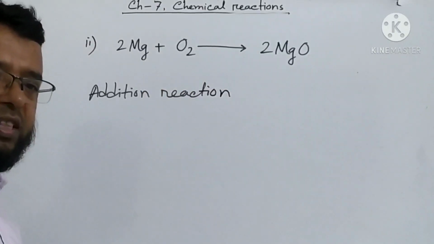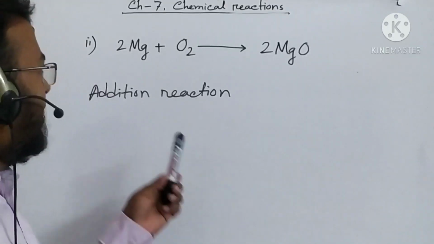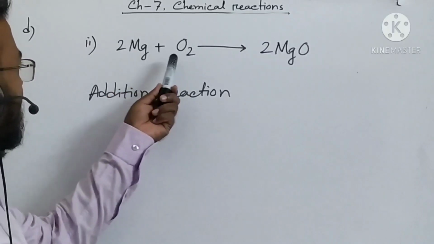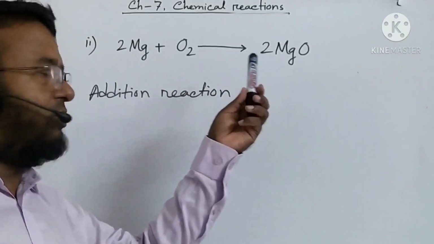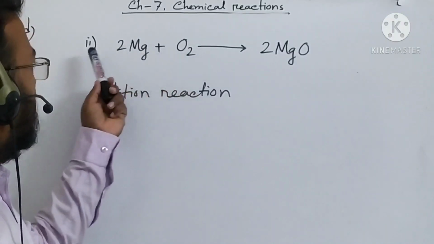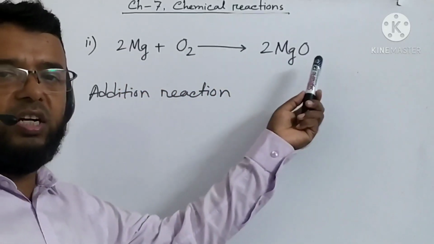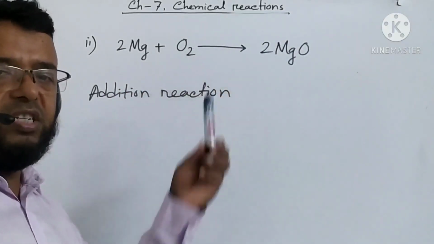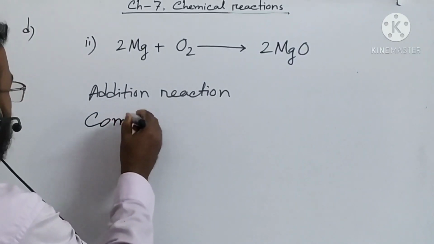Again, everybody see, we know the combustion reaction. Combustion reaction is the reaction in which an element or a substance is burnt in presence of oxygen in air. Here magnesium is burnt in oxygen to produce magnesium oxide, so we can tell it is a combustion reaction. So number 2, it is a combustion reaction.